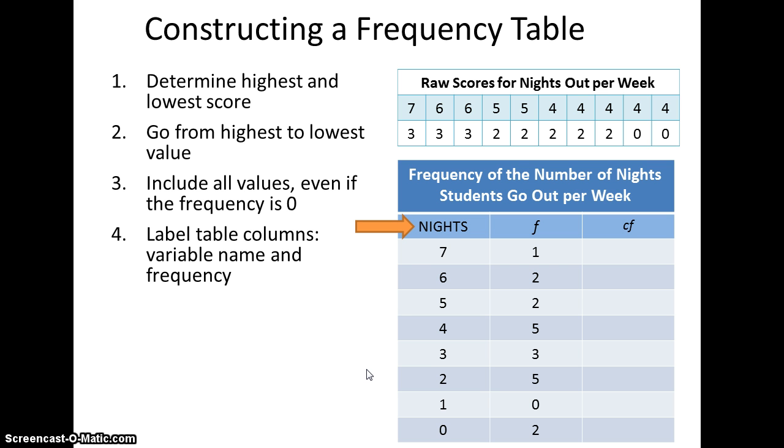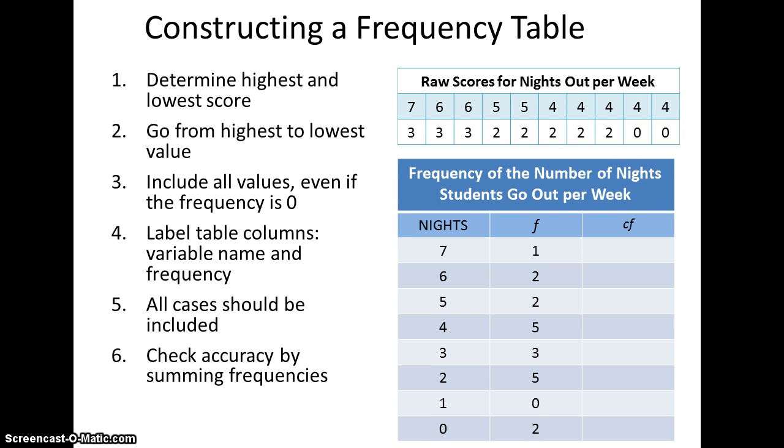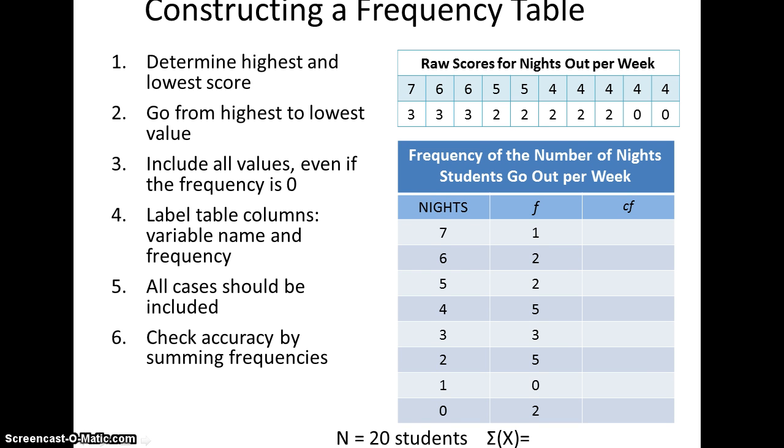Next, you label your columns. Here I have the number of nights. I have the frequency. You can write out the word frequency or you can use an italicized f. And here this means cumulative frequency, and I'll show you what that means in just a minute. Make sure you include all of the cases. In this case, we have 20 observations, so you should have 20 values in your frequency column. Don't skip any. All of your cases should be included in order to see whether or not this is accurate. I'm going to shift this down just a minute.